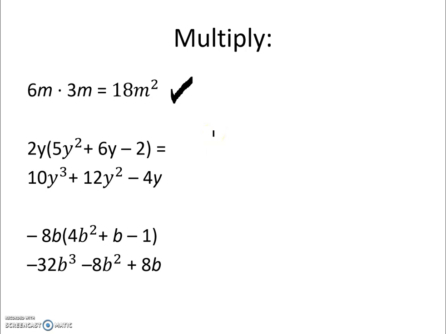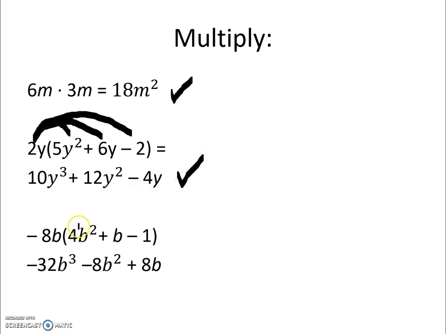The next example, we're asked to distribute the 2y to 5y squared, and we get 10y cubed. 2y times 6y is 12y squared. And then 2y times a negative 2 is a negative 4y.